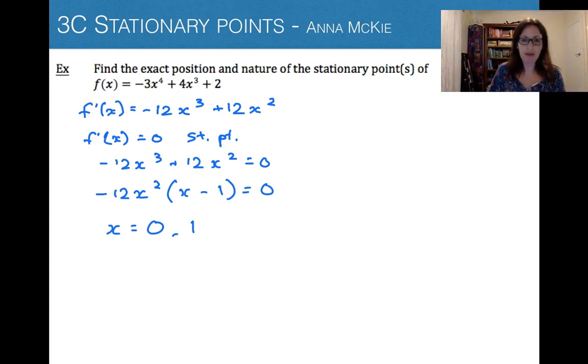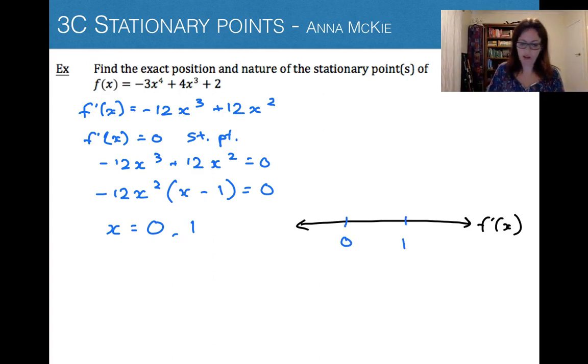Now don't stop there. Go back and read the question. Find the exact position and nature. So we need to draw a sign diagram for this. So we have our sign diagram, and this is the sign diagram of the derivative, f dash of x. You put on your two values, your critical values, 0 and 1.